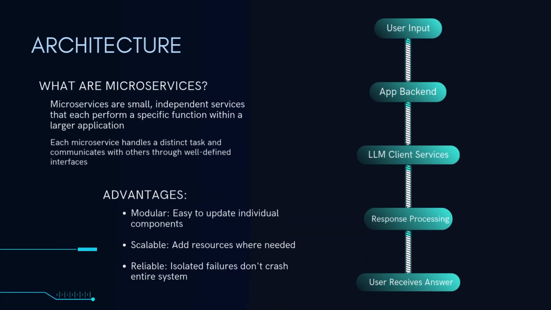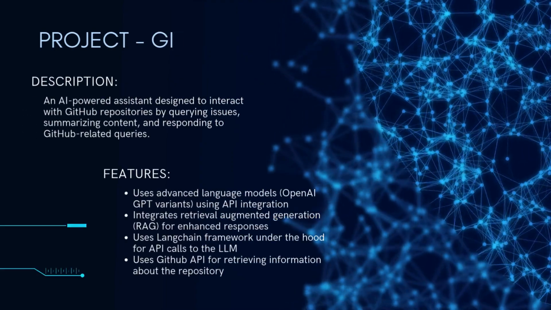Large industry-grade applications need to manage large amounts of data and API calls. They use microservices for that. What are microservices? Well, they are small independent services that perform a specific function within a larger application. These modular building blocks can be developed, deployed, and scaled separately, allowing for greater flexibility and efficient management of complex AI systems. Generally, one service receives user input and passes it on to the app's backend, which invokes an API call to the LLM client service, where the response is generated by the LLM, which is then received by the user.